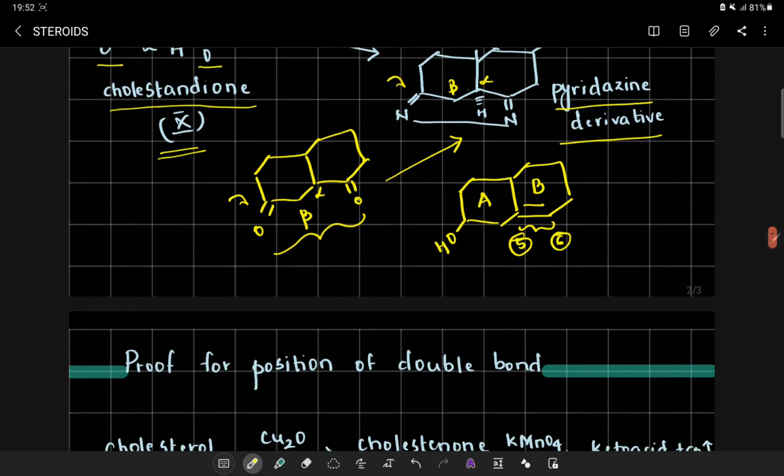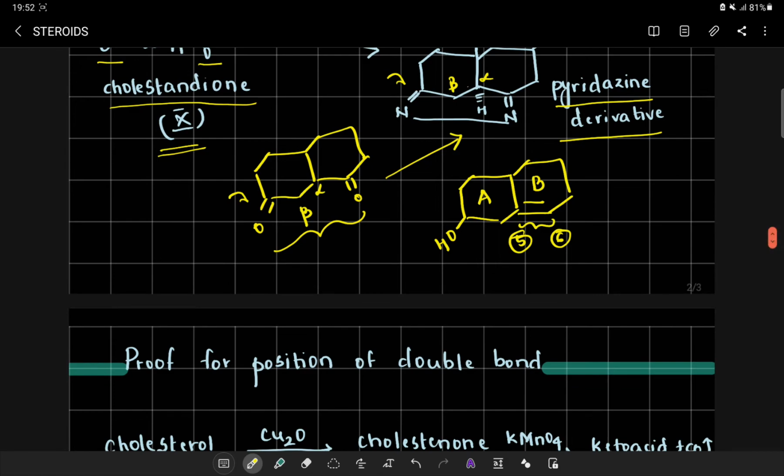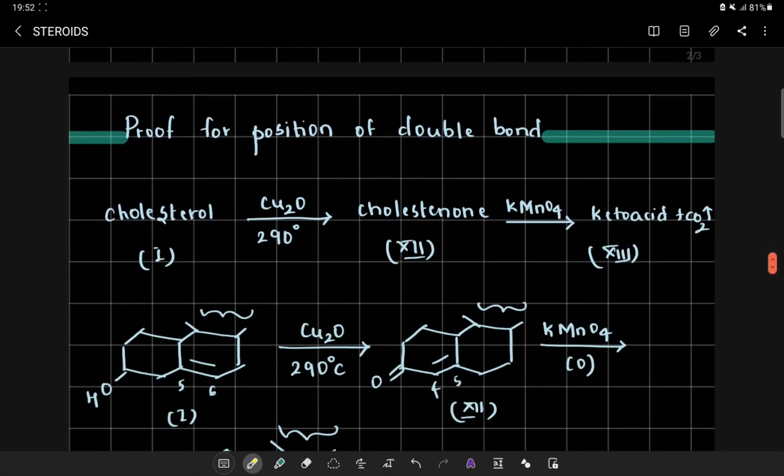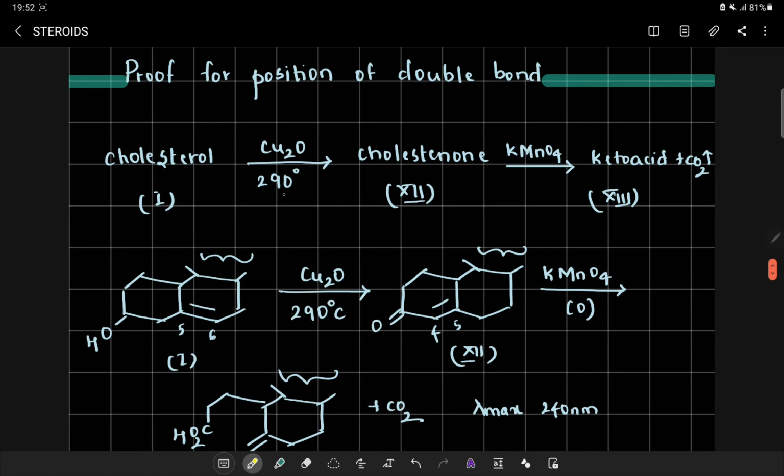But this does not give me the final proof for the presence of this double bond between 5 and 6. Hence, I need to prove it with different type of reactions. Hence, the next concept would be proof for position of double bond. In this particular system, cholesterol, it will react with cuprous oxide at 290 degrees centigrade to give me cholestenone system, that is compound number 12.